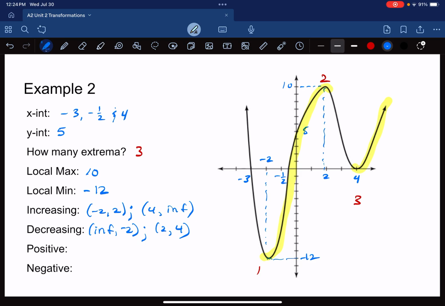All right? Then we're positive from -3 to infinity, no: from -3... and then again from -0.5 over to 4. And then from 4 to infinity. And we're negative in just one stretch, -3 to -0.5. Okay? All right.